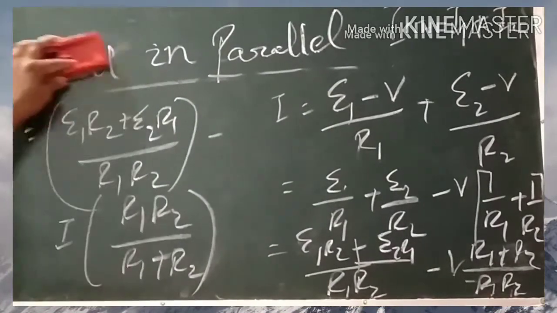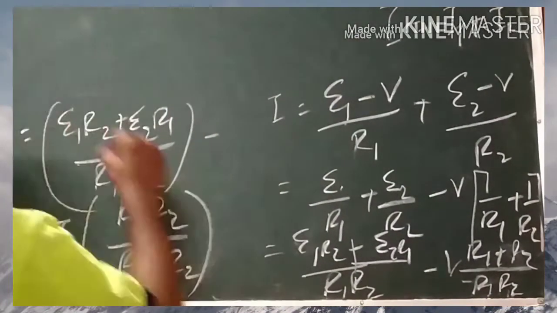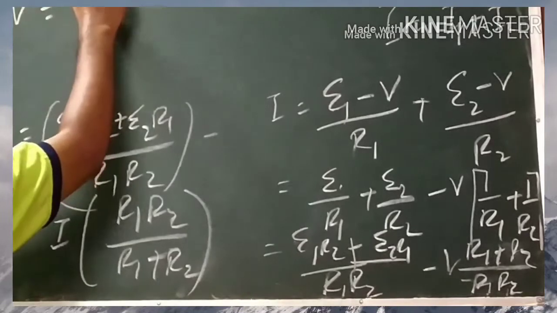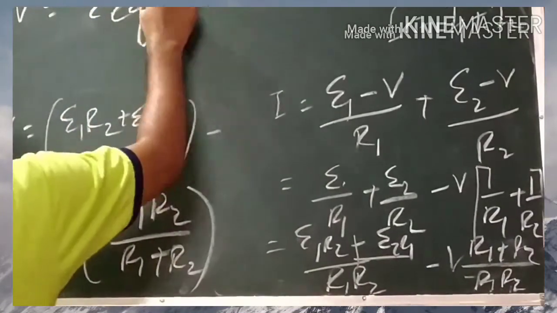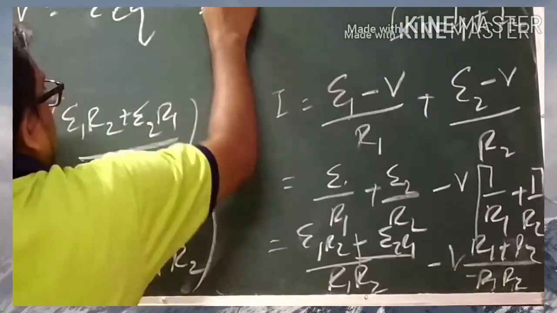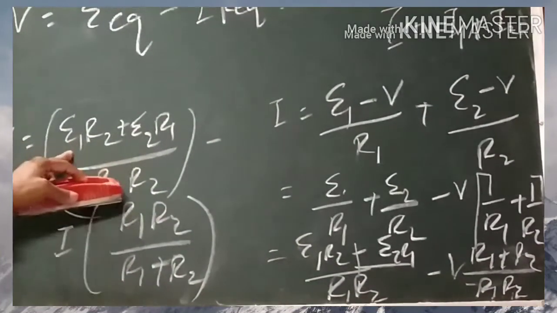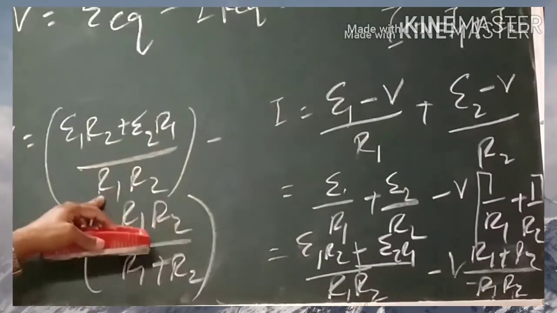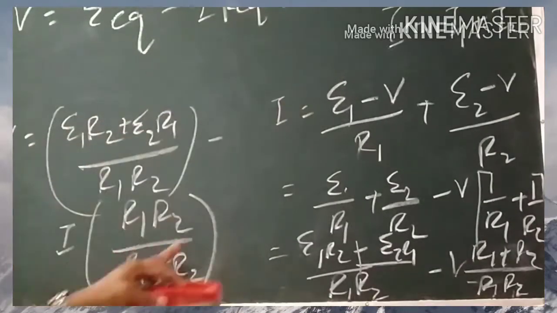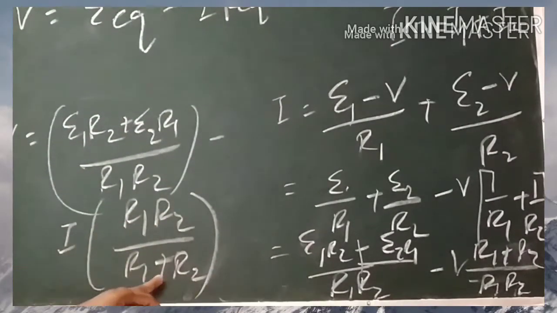Now this V value is equal to E equivalent minus I R equivalent. So E equivalent is equal to E1 R2 plus E2 R1 by R1 R2, and R equivalent is equal to R1 R2 by R1 plus R2.